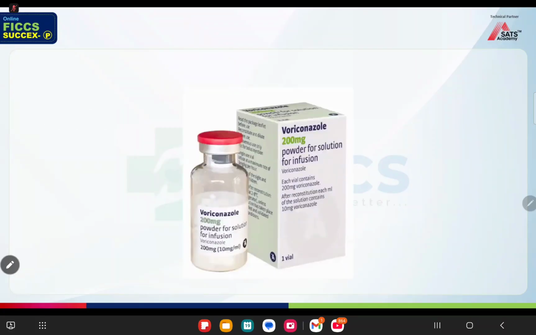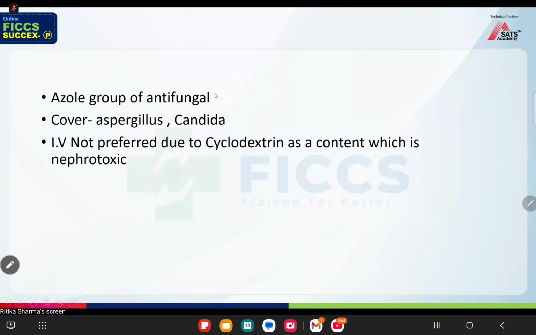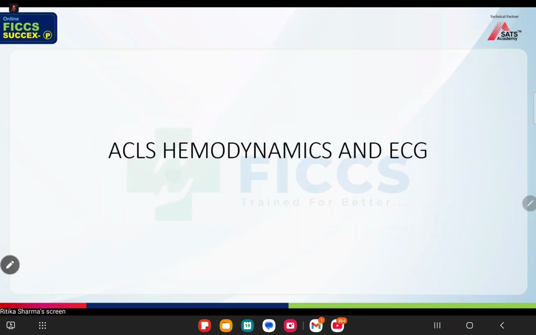Voriconazole, you mentioned everything what I asked. Azole group of antifungal. It covers Aspergillus and Candida also, but not very much preferable in Candida because we have other antifungals also, which are less toxic. And IV is not preferred because of the cyclodextrin content, which is nephrotoxic. Good.